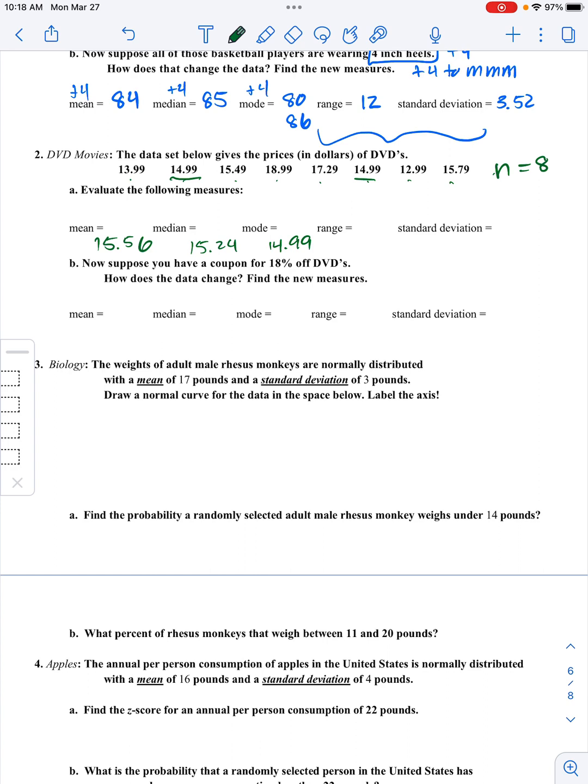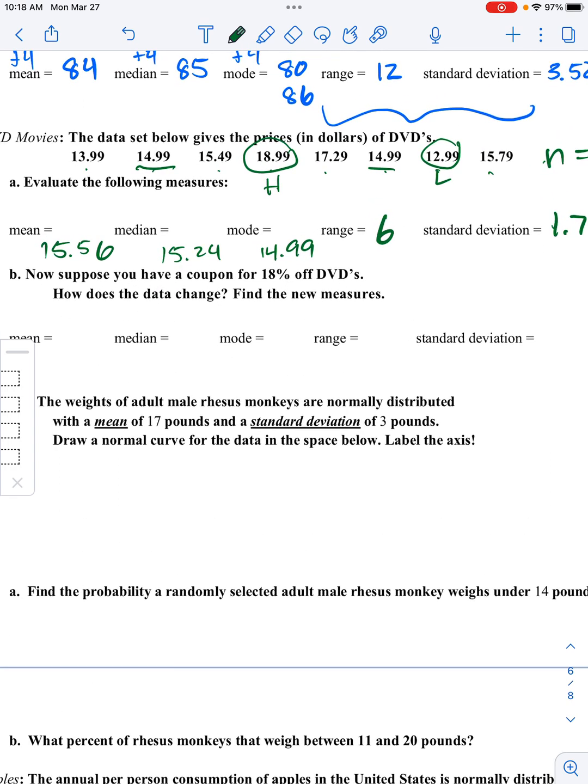The range is going to be the highest priced one, which is going to be this guy, it looks like, minus the lowest price, which is that guy. And so they're $6 apart. And then my standard deviation, I go through the same process as we did with the chart before, and I end up with 1.75. And again, you only have to do it one time on the test with about 6-ish numbers. Now, suppose you have a coupon for 18% off, so it's a discount.